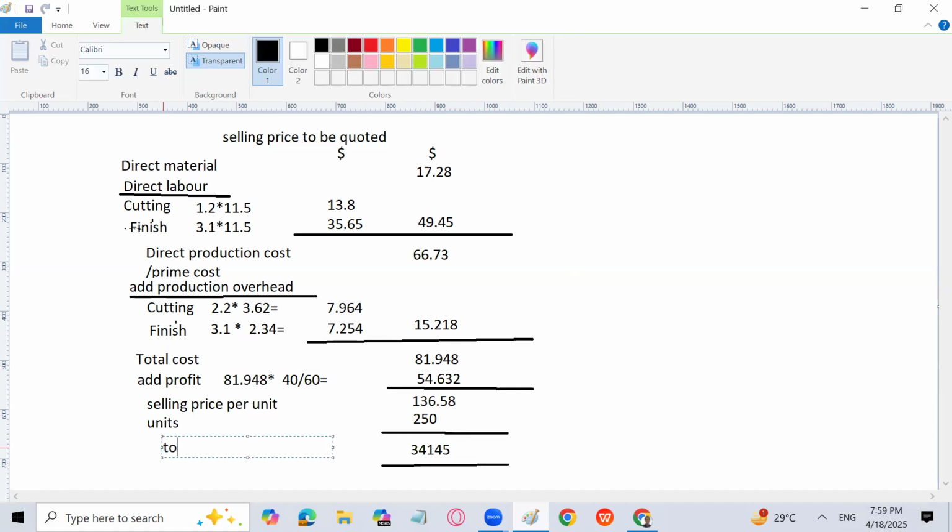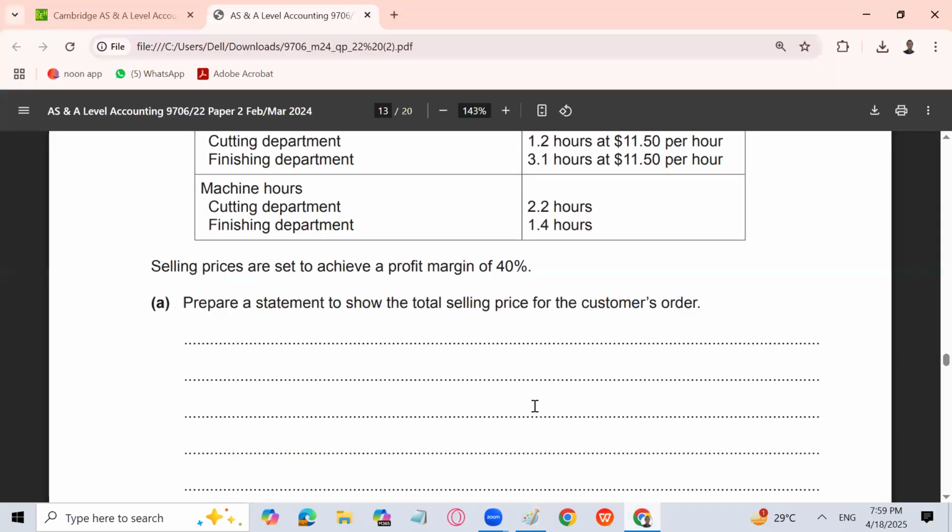Rather, I will write total price to be quoted, because this is the total sales price. Okay, so we are done with that now. Let's move on to the next part.